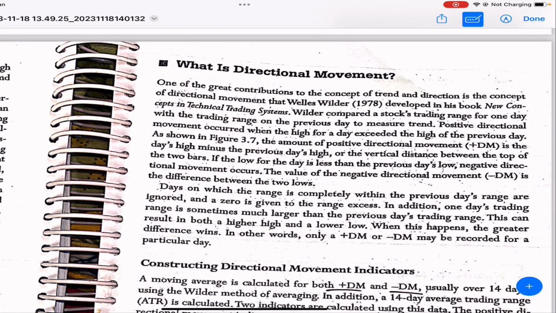Here we are going to even study some of the new indicators which were made using the concept of moving average included in it. So just a second, let me fix my mic.